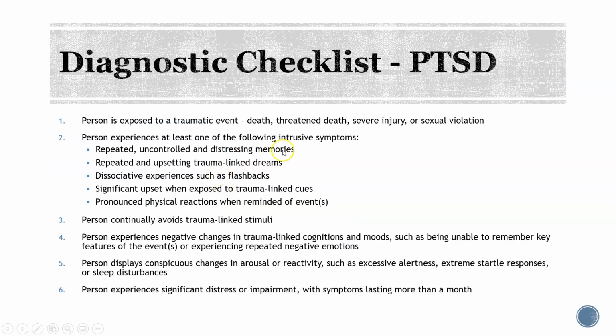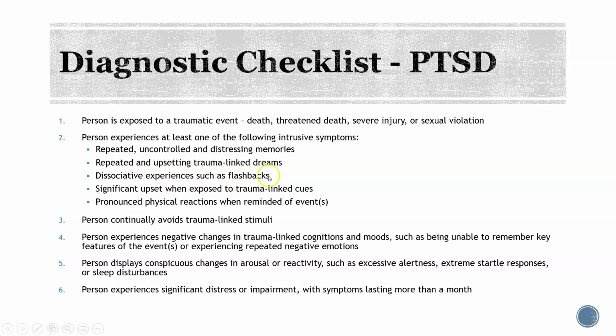Now, what is PTSD in terms of the DSM diagnostic checklist? Well, the person's exposed to a traumatic event. That's an essential, okay? And we have our definition of what that traumatic event may be. Then we also have that the person experiences at least one of the following intrusive symptoms. So when something's intrusive, it's invading their mind against their will. So repeated, uncontrolled, and distressing memories. So sometimes dating back to the event, they might have flashbacks or trauma-linked dreams, okay? So sometimes they have certain triggers that will kind of bring them back to the state of that traumatic event.